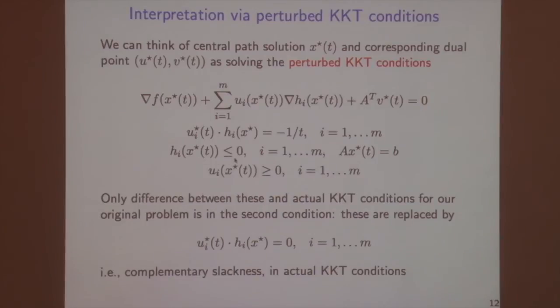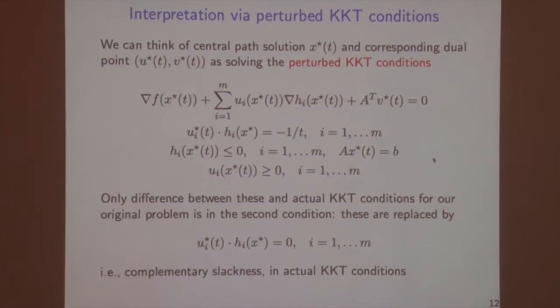The primal point is primal feasible. All the constraints are less than or equal to 0, and the equality constraints are met as well, Ax equals b. And lastly, the dual points have the right sign. So what is this set of conditions, if we think about it?